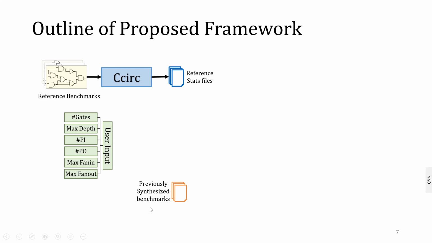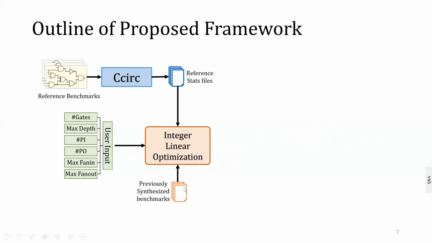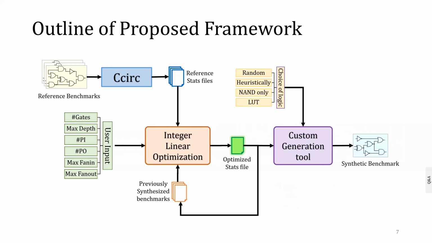With the user input, we would have a database of previously generated benchmarks, and all this data is provided into an integer linear optimization tool. The target of this optimizer is to find the most different circuit structure that is possible. The optimizer returns another stats file, which is then converted into a circuit with our custom generation tool.